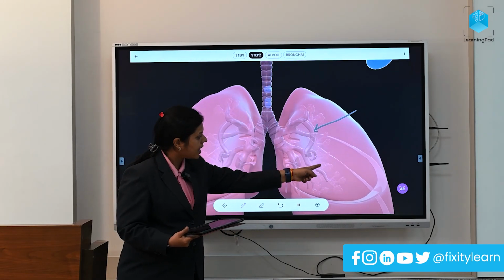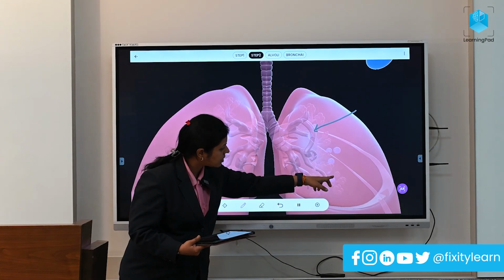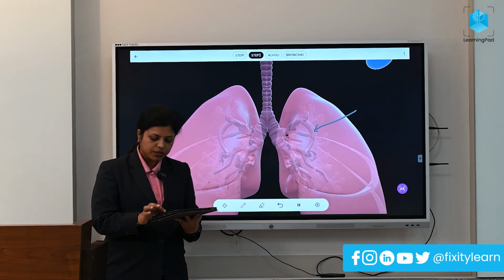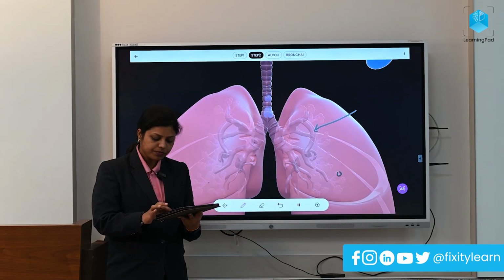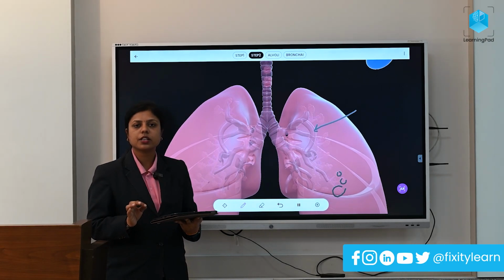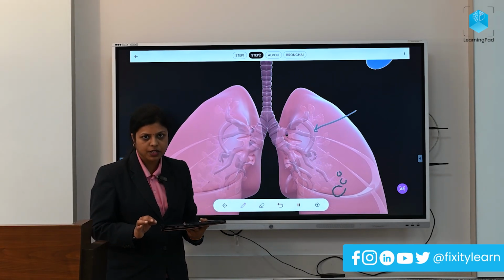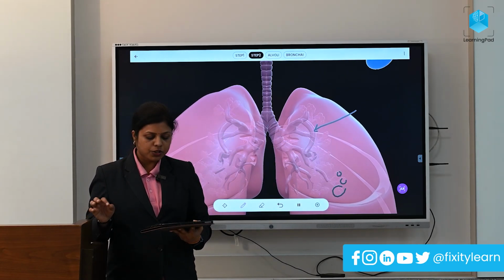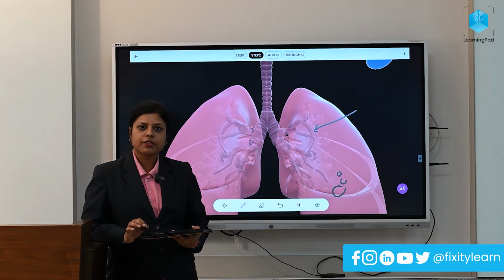At the end of these bronchi, can you see the small rounded sac-like structures? I'll highlight them for you. Just have a look. These are small sac-like structures known as alveolus. In the lungs, you have millions of alveoli present. So, what is the function of these alveoli?